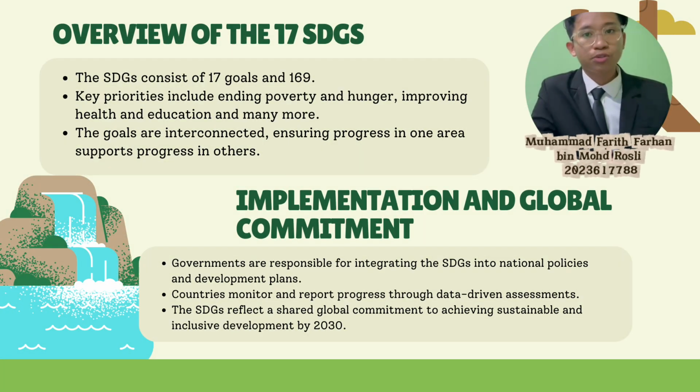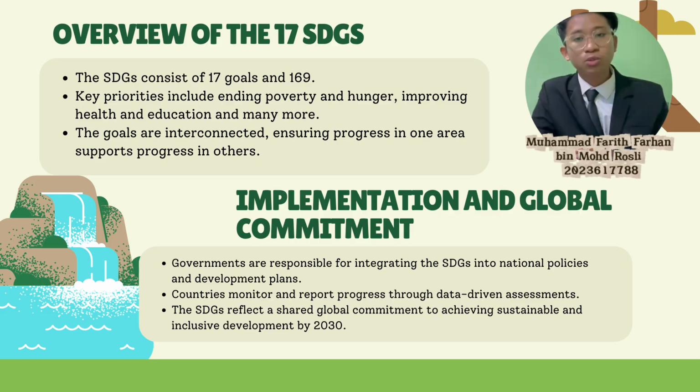Next, we will go to the overview of the 17 SDGs. The SDGs consist of 17 goals and 169 targets addressing social, economic and environmental sustainability. The key priorities include ending poverty and hunger, improving health and education, and many more, such as promoting gender equality, ensuring clean water and energy, and addressing climate change. The last one is that the goals are interconnected, ensuring progress in one area supports other areas. This means they want every country to support each other. For example, if a country is making progress, it can help another country follow and achieve the same progress.